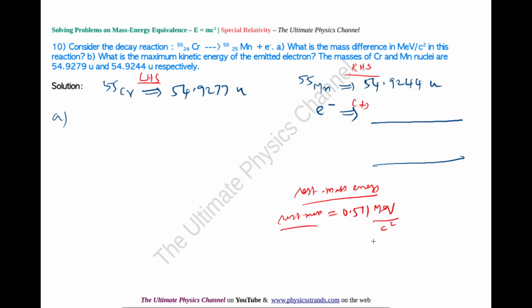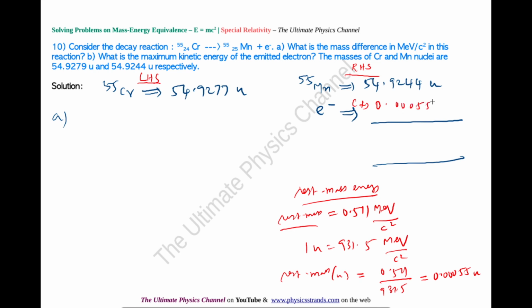I have to convert this into U units, so to add it here, right? So 1 U is equal to 931.5 MeV over c squared. And therefore, if I do the conversion, I get the rest mass in U units for the electron: 0.511 over 931.5, that is 0.00055 U. So I have to add that here. If I add that here, I'm getting the total mass for the right hand side.